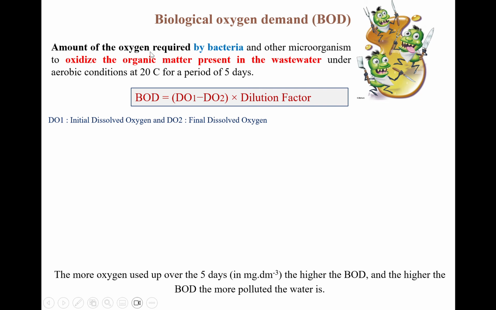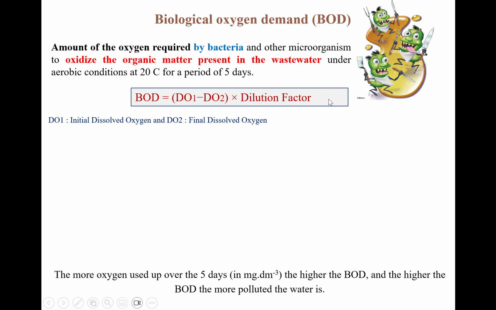To begin with, let's understand what BOD is. It is the amount of oxygen required by bacteria and other microorganisms to oxidize the organic matter which is present in the wastewater. It takes around 5 days for this process to complete, and it is carried out under aerobic conditions at 20 degrees Celsius.